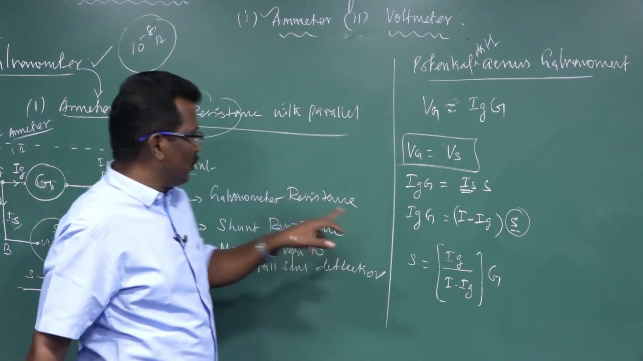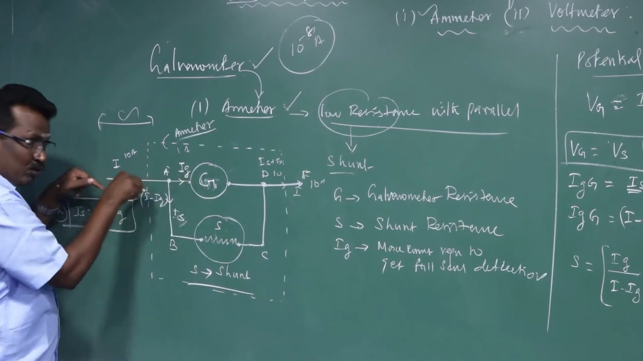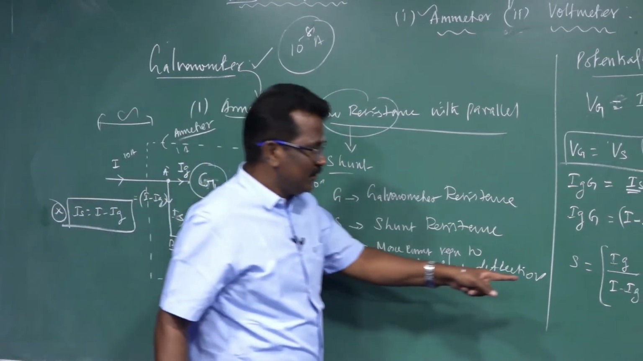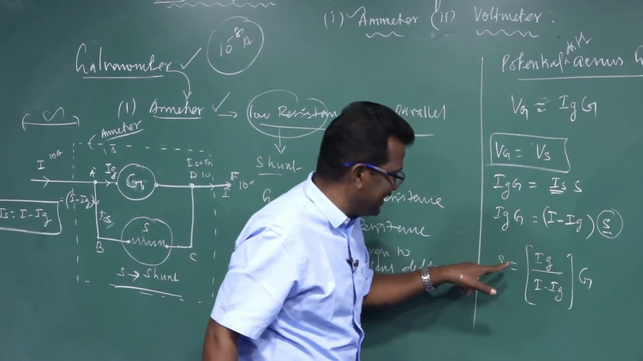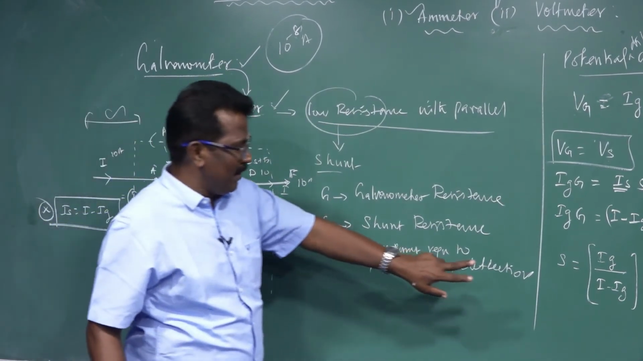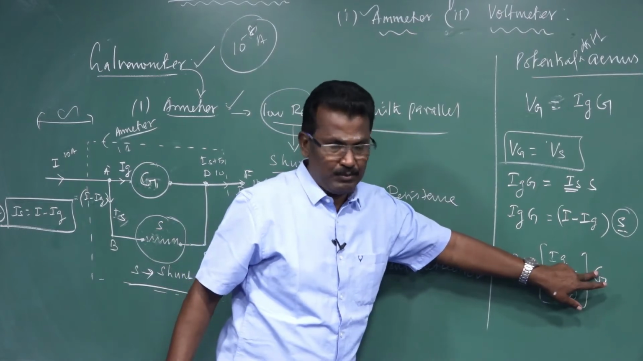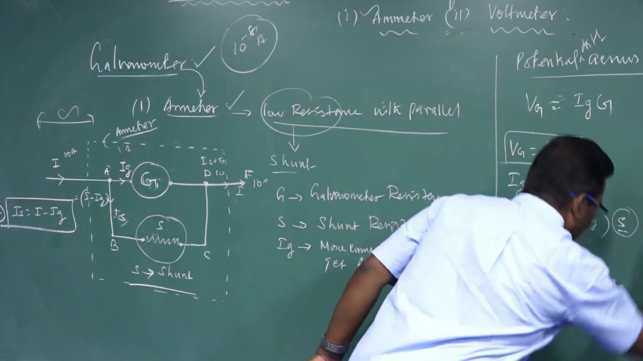IG represents the current flow through the Galvanometer. I represents the total current flow through the circuit. G represents Galvanometer resistance, S represents shunt resistance. So the shunt resistance could be calculated by using the formula S is equal to IG divided by I minus IG, into G. So this is the main formula.